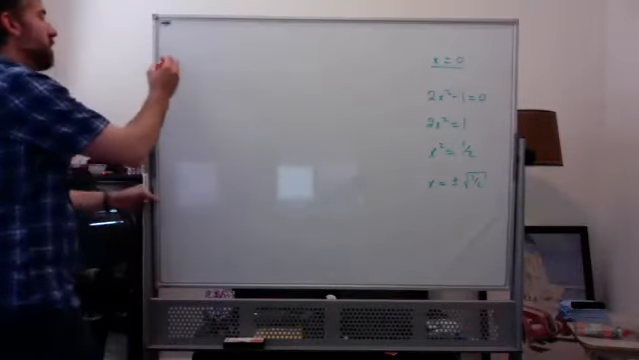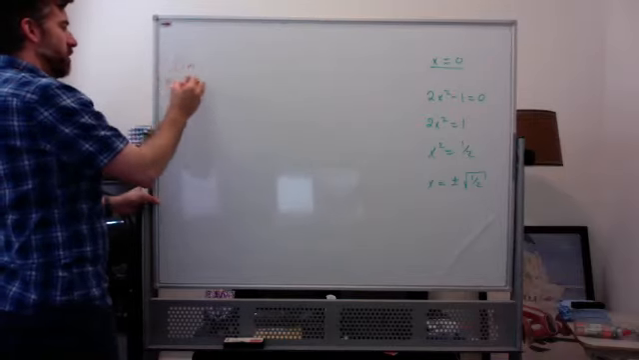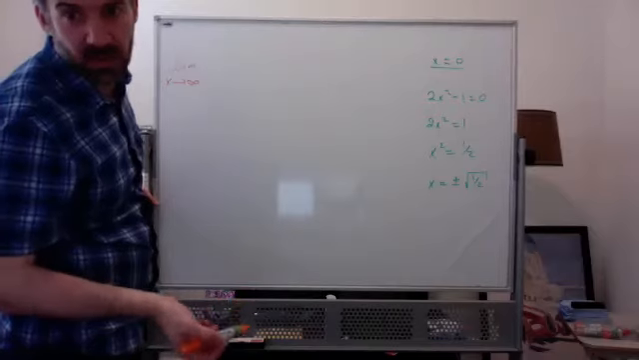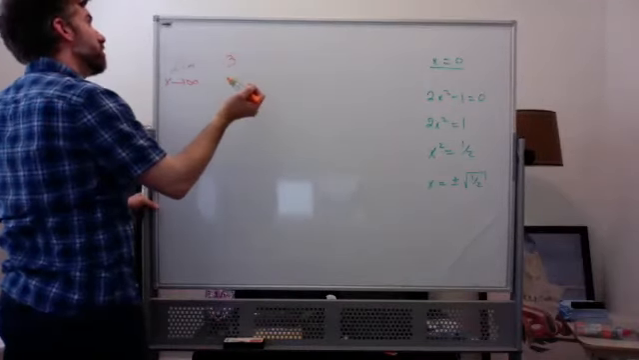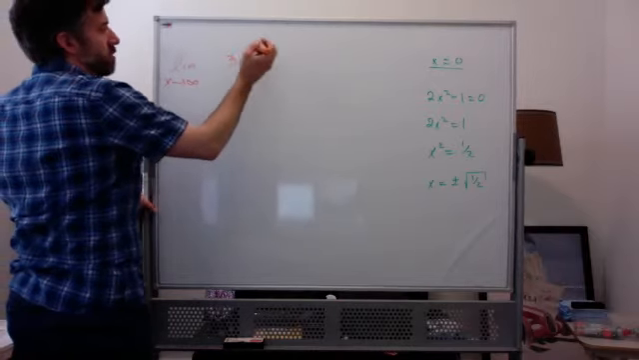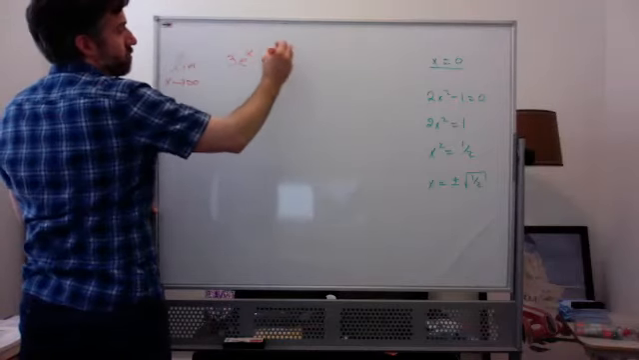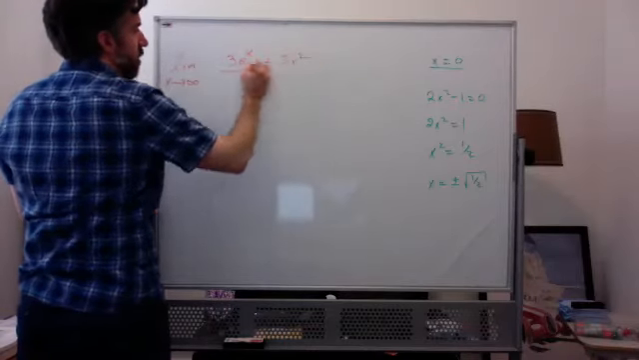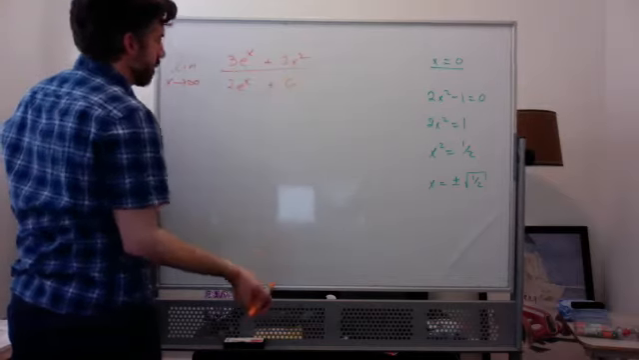Let's say we have the limit as x goes to infinity of, what am I going to do? Something not too terrible. 3e to the x plus 2x squared over 2e to the x plus 6.